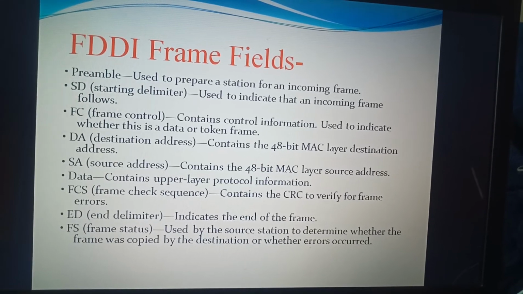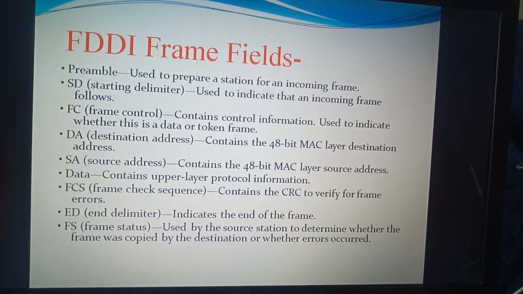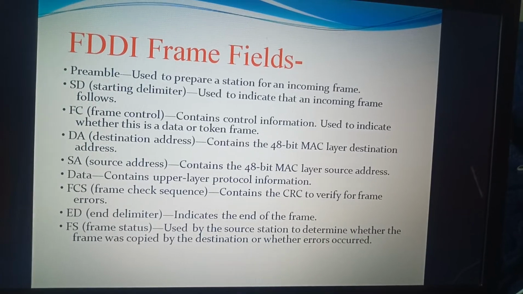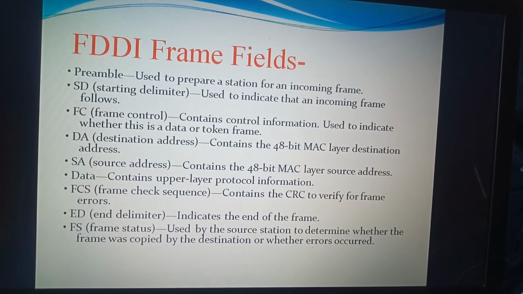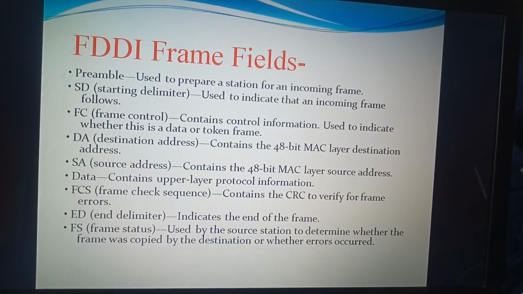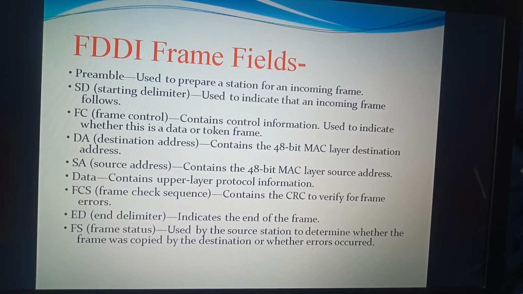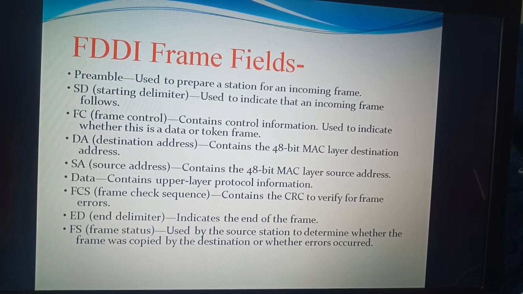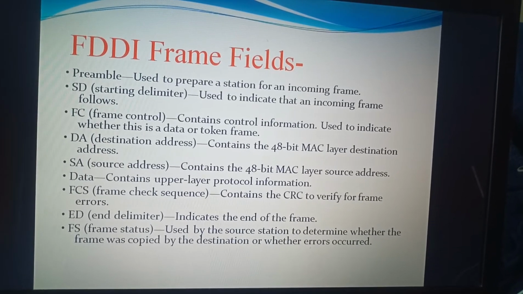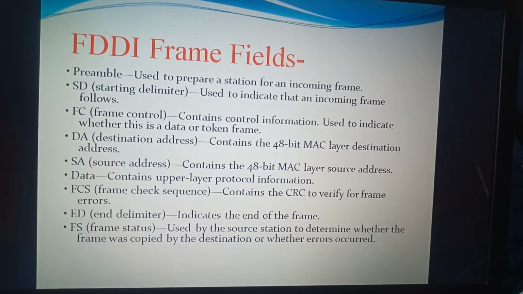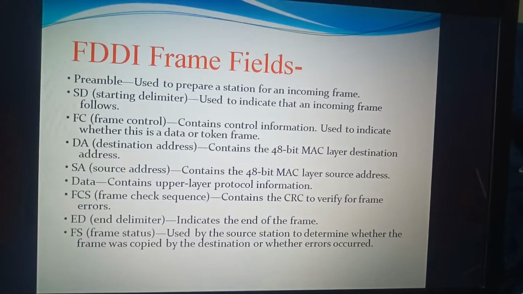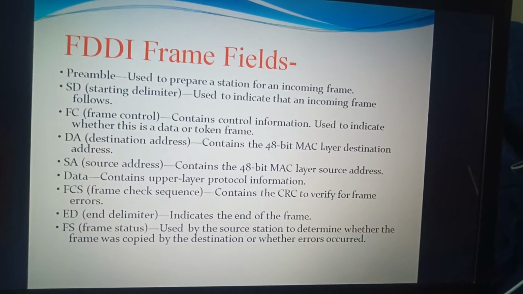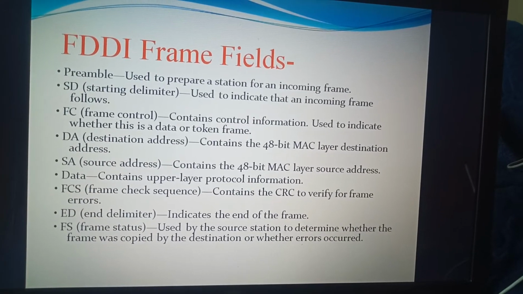FCS, frame check sequence, contains the CRC to verify frame errors. ED, the ending delimiter, indicates the end of the frame. FS, frame status, is used by the source station to determine whether the frame was copied by the destination or whether errors occurred, that is, whether any errors are there or whether it reached the destination or not. So these are all the frame fields.